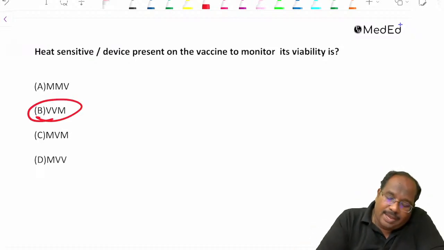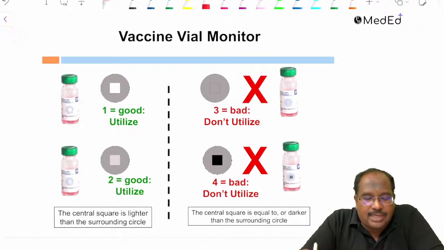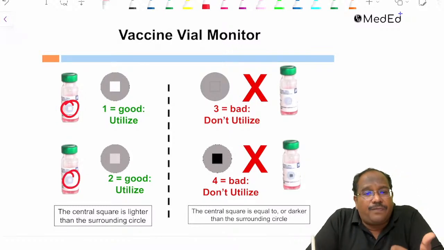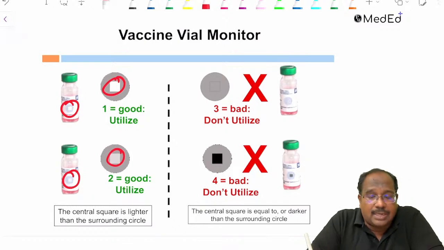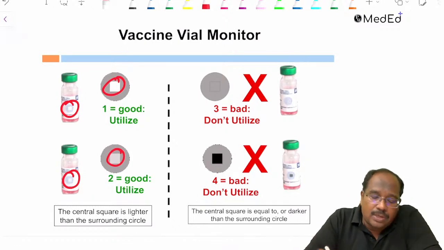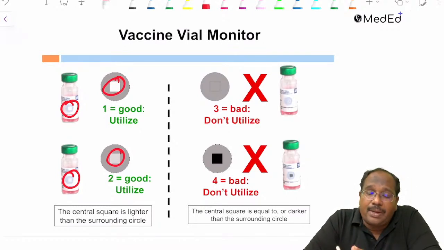Okay. So we have this VVM, vaccine vial monitor. Look at it. It has 4 stages. This was a recently asked question also. We have an inner white square and an outer dark circle. When the inner white square is lighter, we can use it. Lighter means the square is still white when compared to the dark circle.